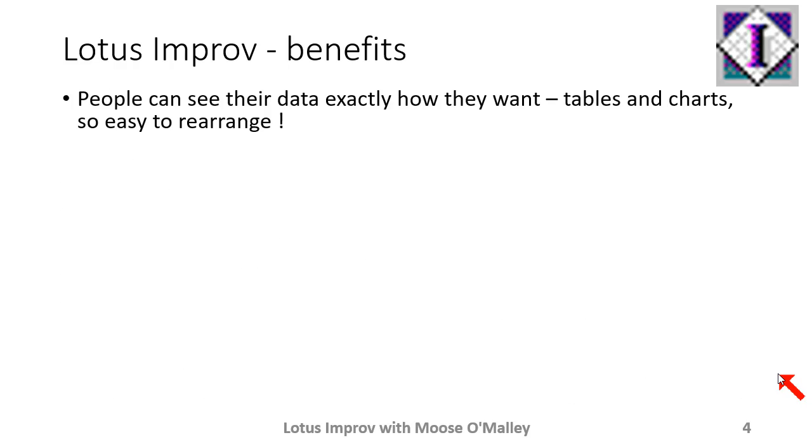And as we've seen from my demonstration, there are some very important benefits for using Improv. People can see their data exactly how they want, in tables or charts, and it's very easy to rearrange. We didn't look at charts in my demo. If people want me to do a part 2, I'll do a part 2 with charts. And you can just drag the categories or dimensions around, just like we're doing with the tables, and you can rearrange things very easily. Formulas and data are in separate areas, so you can't accidentally override data with a formula, or vice versa.